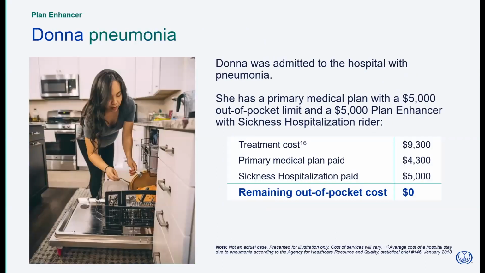Okay, so looking at an example with this particular situation with the sickness inpatient, Donna here was admitted into the hospital with pneumonia. She has a primary medical plan with a $5,000 out-of-pocket limit and a $5,000 plan enhancer with the sickness inpatient rider. Now, her treatment cost was $9,300. Her primary medical plan pays $4,300, and then her sickness hospitalization will pay $5,000, leaving the remaining out-of-pocket costs at $0.